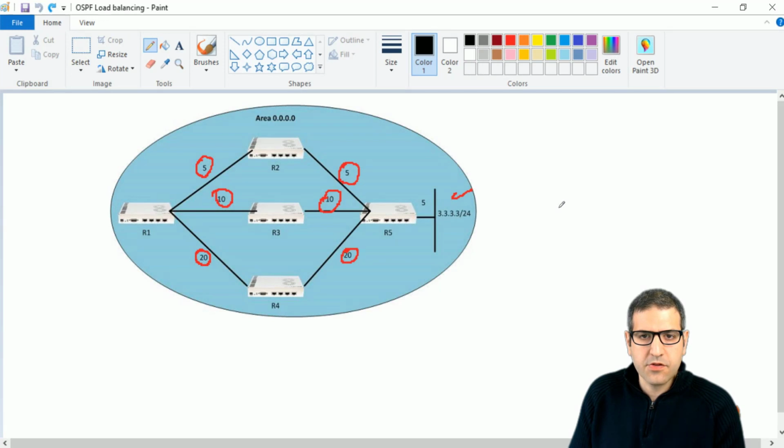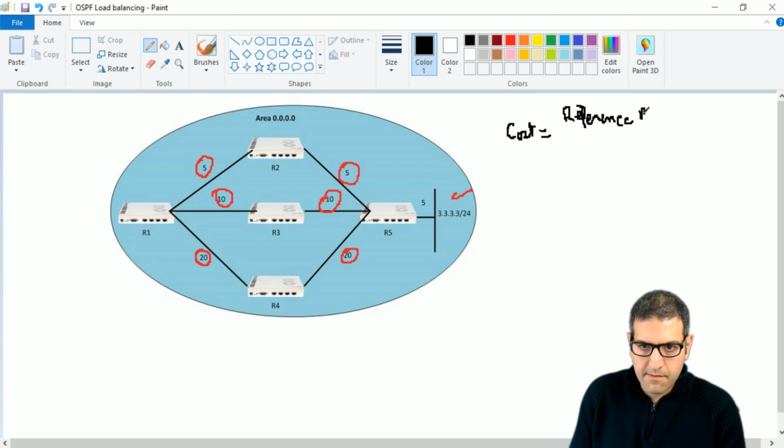So what is the cost on OSPF? The cost on OSPF is very easy. It's based on the bandwidth of the link. That's in theory. Then the cost, if we want to write it here, equals the reference bandwidth over the interface bandwidth.